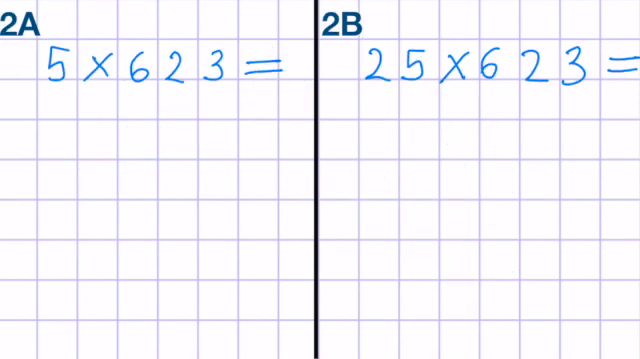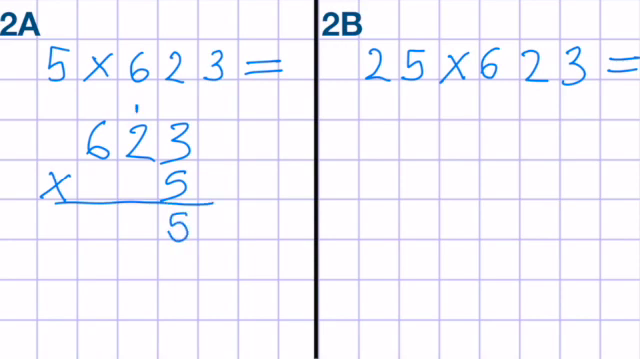2A and 2B, we have 5 times 623 or 25 times 623. Pause the video while you work it out. Okay, 2A, 623 times 5. 5 times 3 is 15. 5 times 2, so 5 there, carry the 1. 5 times 2 is 10, plus 1 is 11.